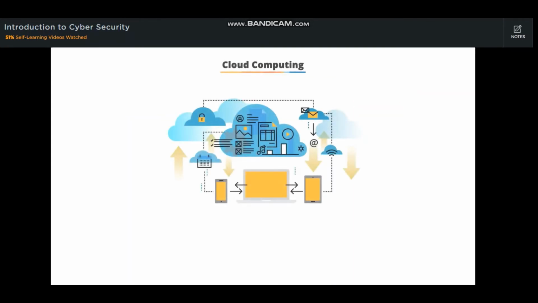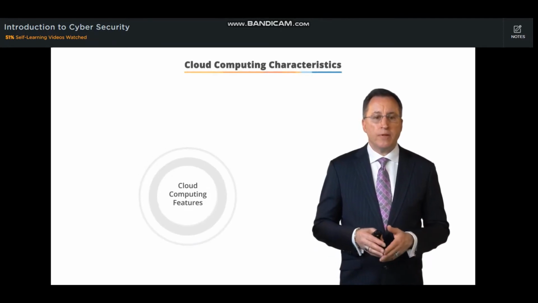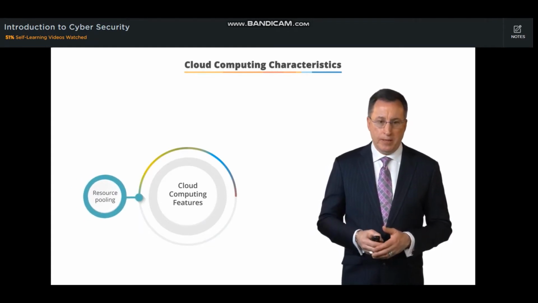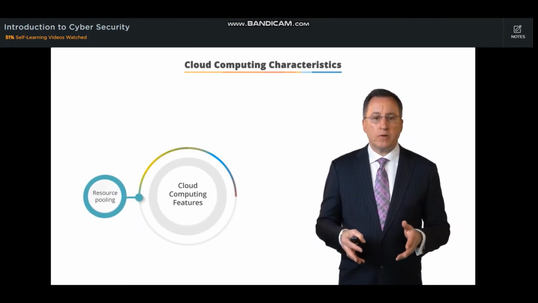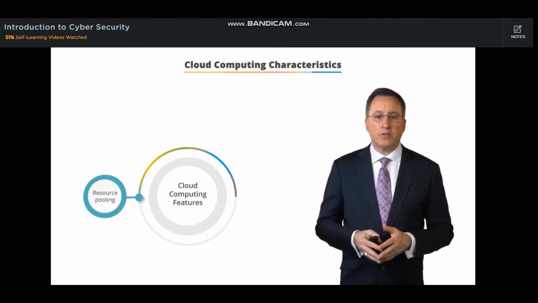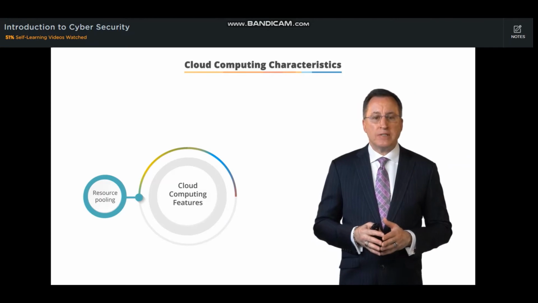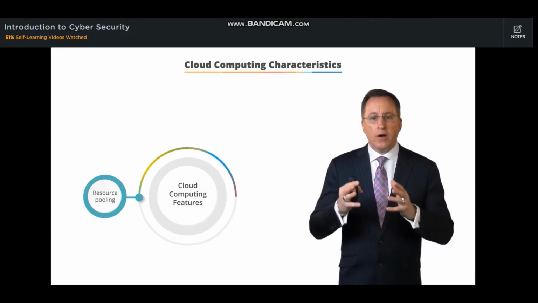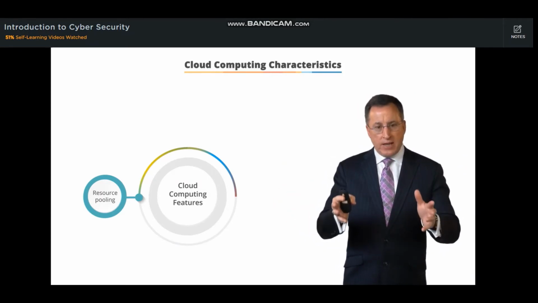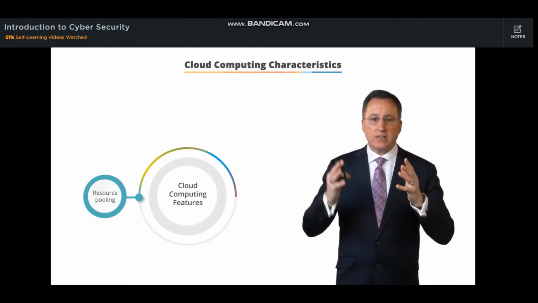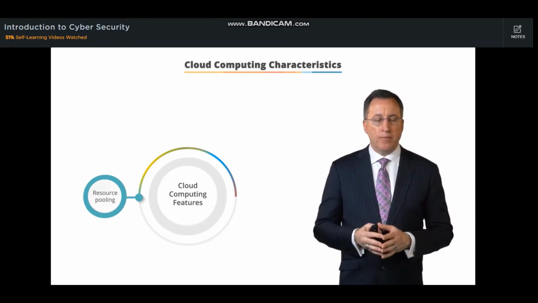Cloud computing. It is the use of remote servers on the internet to store, manage, and process your data rather than a local server or local computer. 5 essential cloud computing features. Resource pooling. The provider's computing resources are pooled to serve multiple consumers using a multi-tenant model with different physical and virtual resources dynamically assigned and reassigned according to consumer demand. Examples of resources include storage, processing, memory, and network bandwidth.